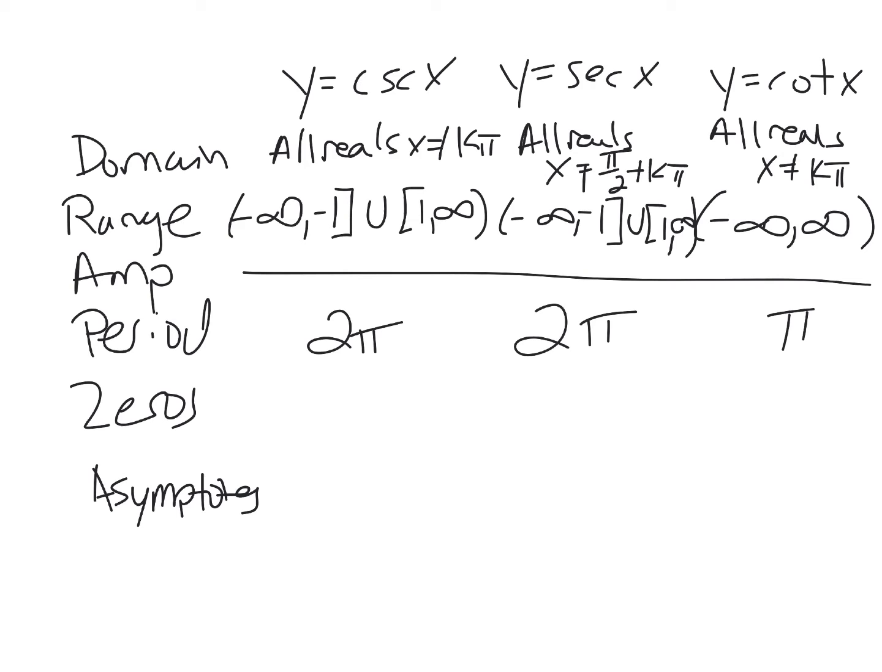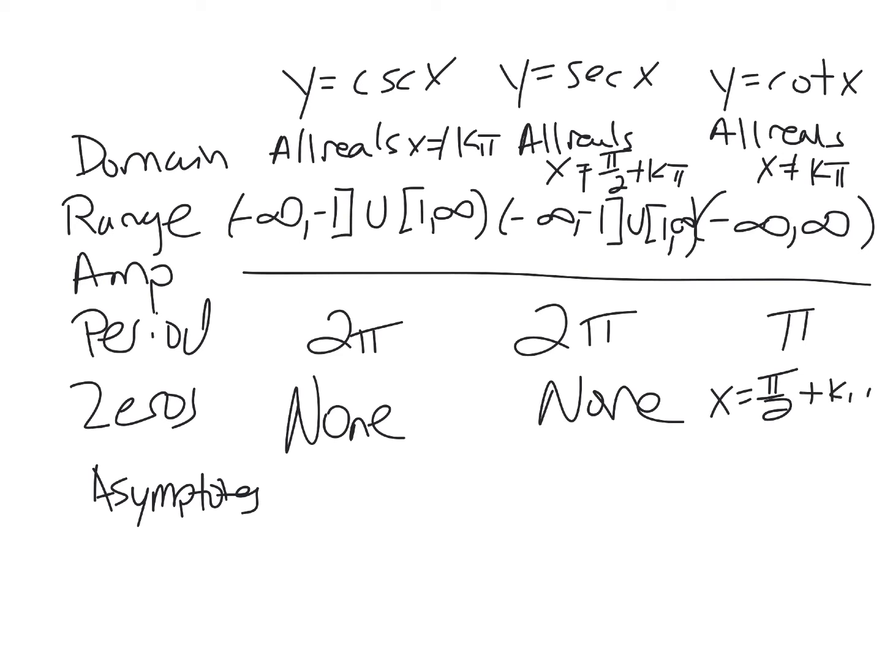Zeros. The zeros for cosecant, there are none. It never hits the x-axis, and same with secant. For cotangent, on the other hand, remember, it's whenever cosine is 0. So therefore, I'm just going to go like this and say it's the same as that. So it's going to be pi over 2 plus k pi.